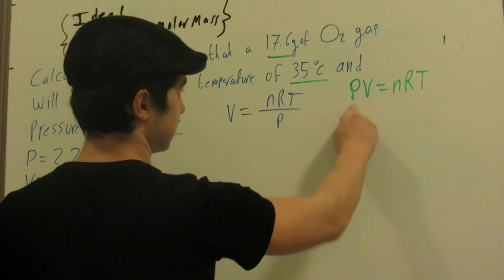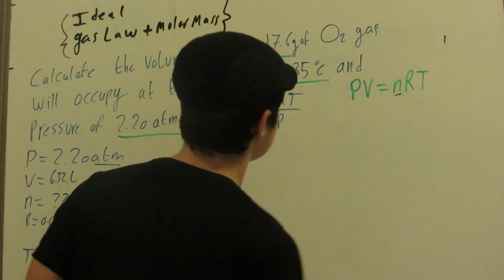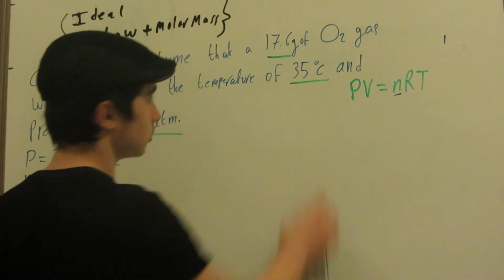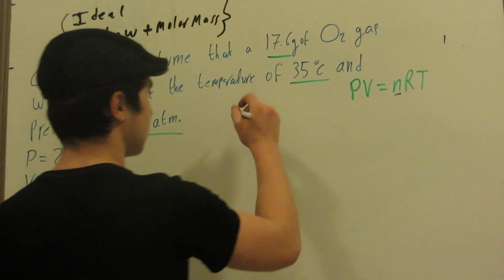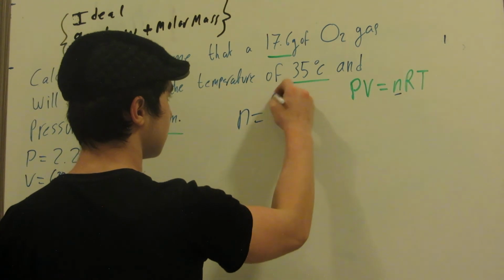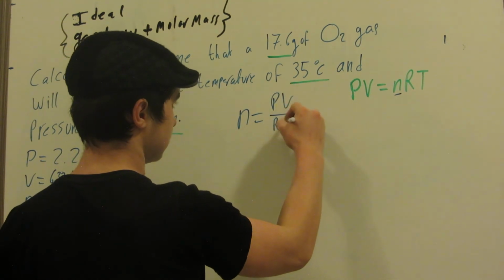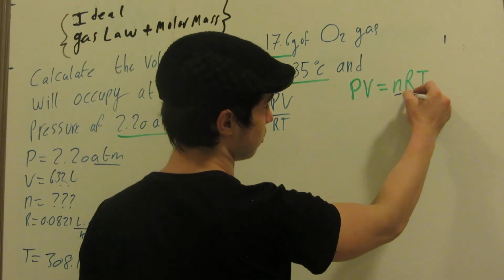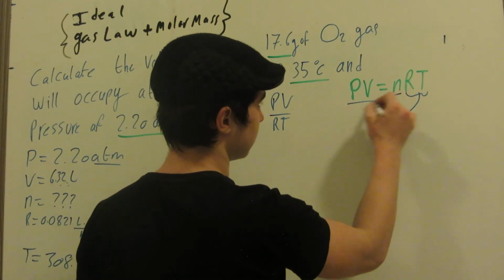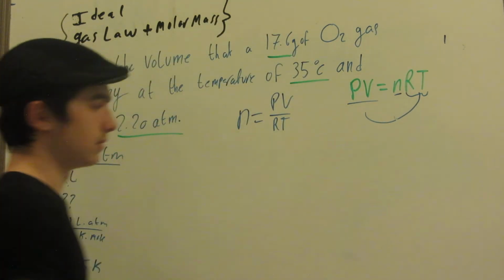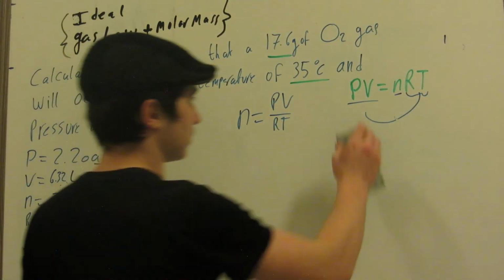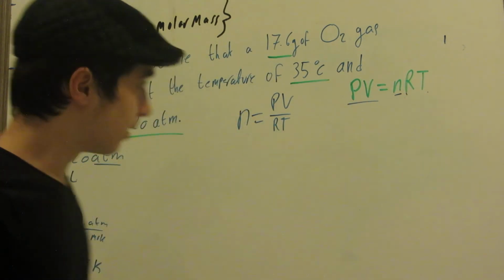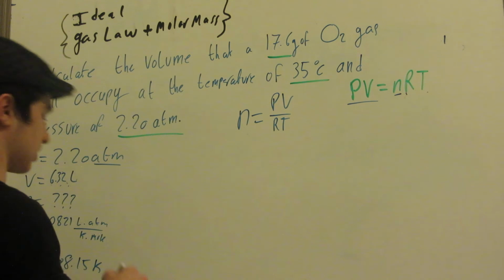PV equals nRT. The unknown here is the n. In order to solve for n, we are simply going to write down n equals PV over RT. In the last video I showed how we did that. We just took the RT, both of them, and put them under the PV, because they're both multiplied by the n, so we can just directly put them both under. We take this formula and start solving.